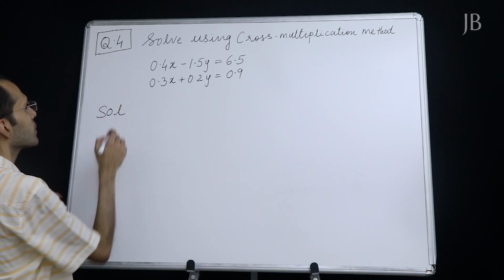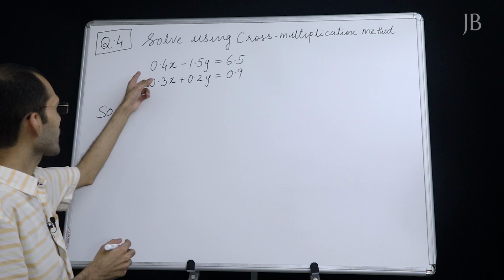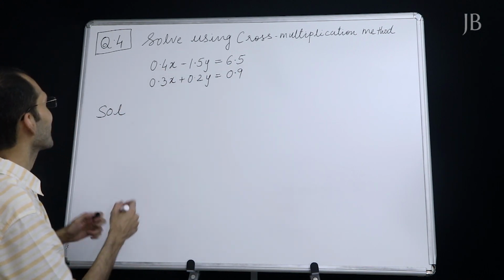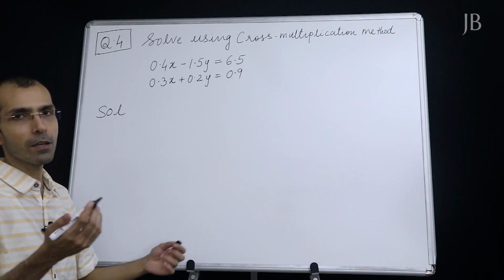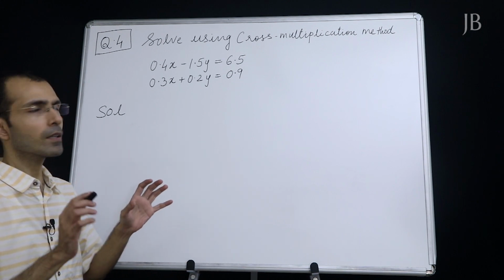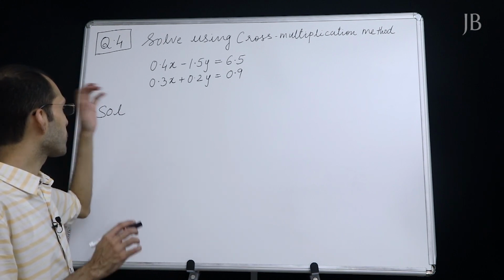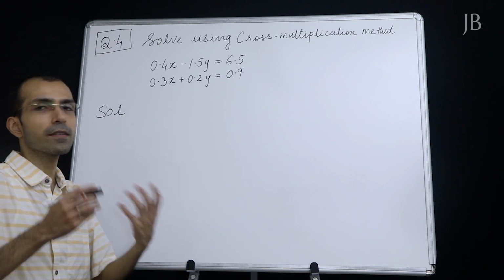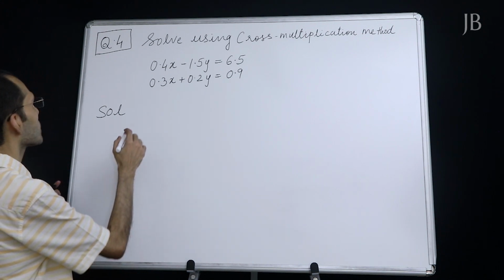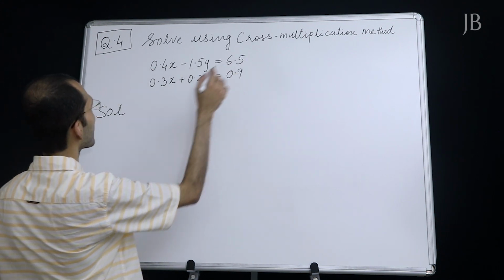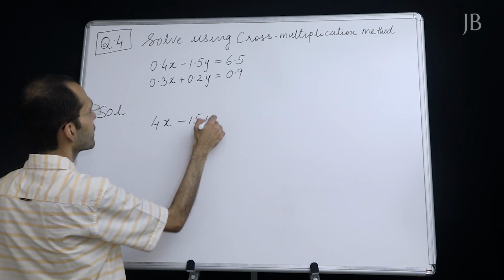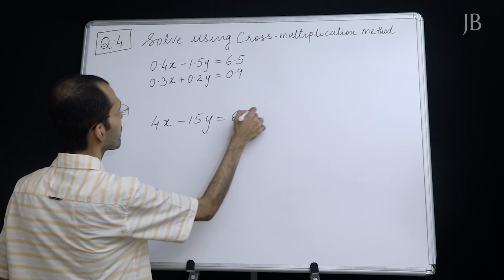Now what we will do to get rid of the decimals: the first equation, we will multiply throughout by 10. This is a general thing, it's not the cross multiplication method, but before we employ it, we have to put the equation in a form which is easy to work with. The coefficients are not some dangerous decimals. So the first equation, multiplied throughout by 10, would be 4x minus 15y equals 65.